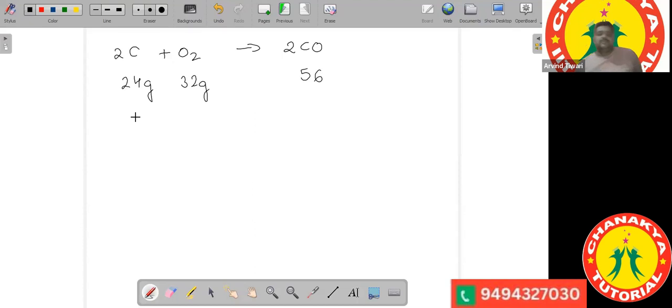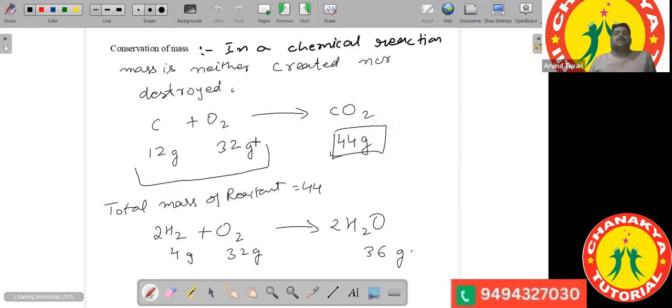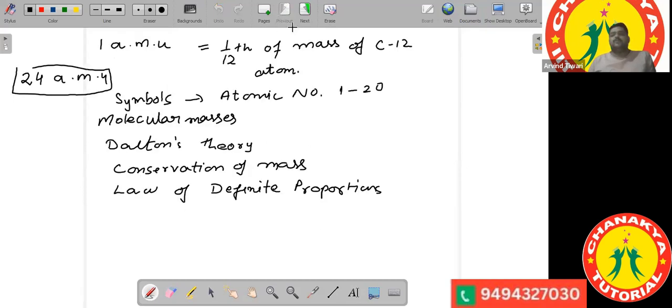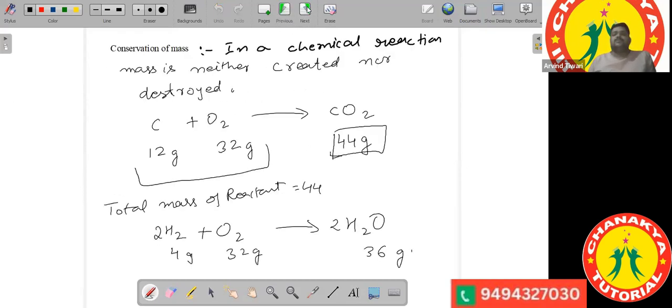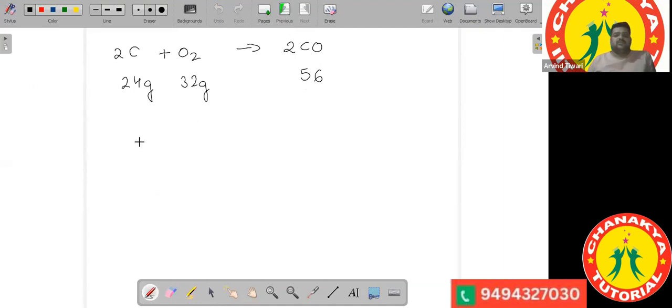Okay. So this is your simple conservation of mass. That means in a chemical reaction, the mass can neither be created nor be destroyed, which means the total mass of the reactant should be equal to the total mass of the product. Then in a similar way, the next one is the law of definite proportions.